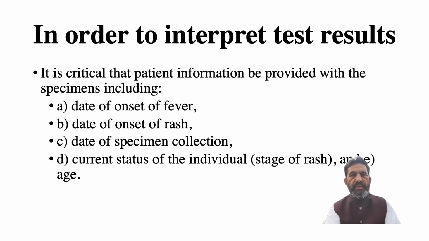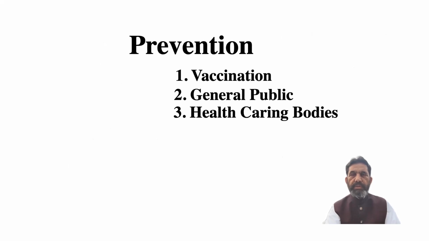That is why the history is important for the test: the date of the fever, the date of onset of the rash, the date of collection of the sample, and the stage of the lesion, that is macule, papule, vesicle, pustule, and crust. So this was about the diagnosis. The only important thing is the PCR antigen antibody method. The serological methods are inconclusive, and you should not rely on these methods. Only and only that is the vaccine.